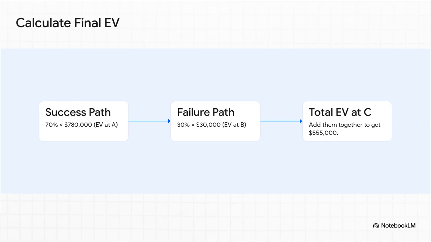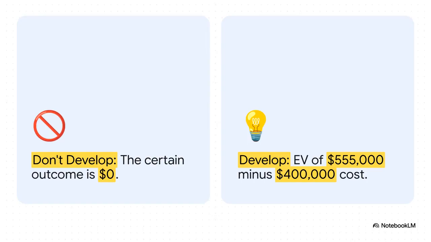Now we roll back one more step. We take those two values we just figured out, the $780,000 for success and the $30,000 for failure, and we weight them by their own probabilities, that 70-30 split. This gives us a single expected value of $555,000 for the entire developed branch, and that's before we account for our initial costs.